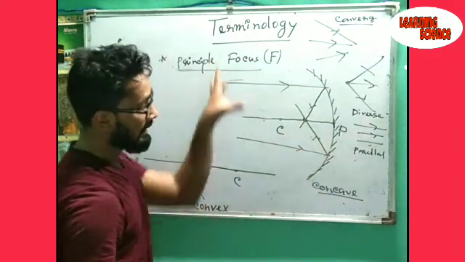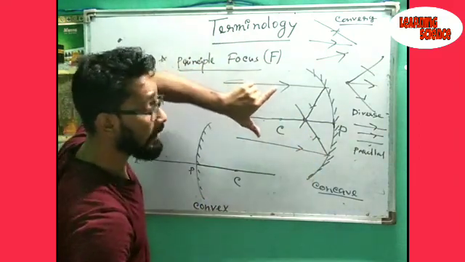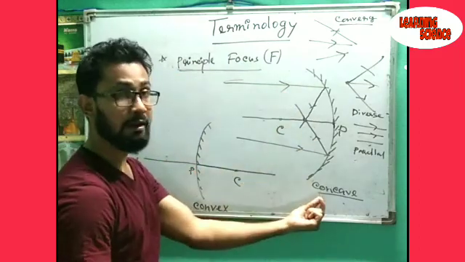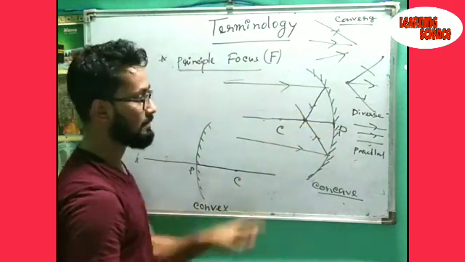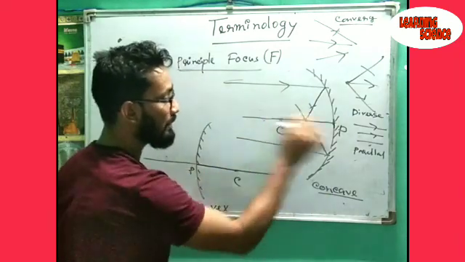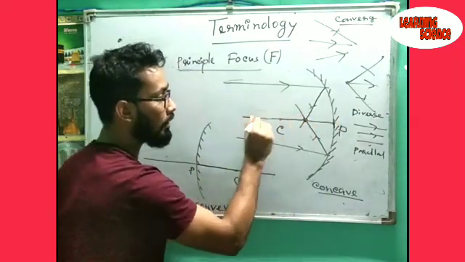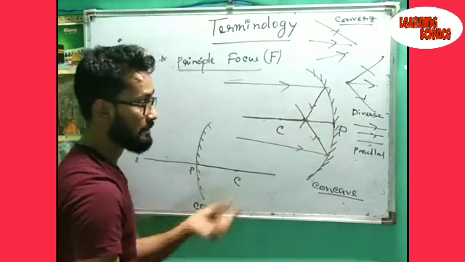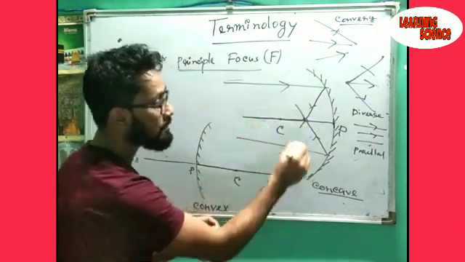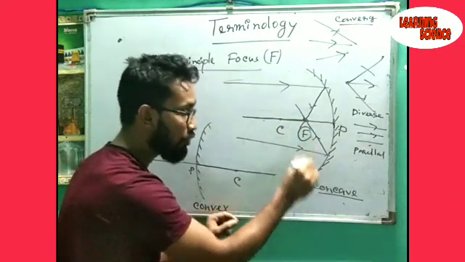After reflection, a beam of parallel rays of light falling on a concave mirror meets at a point on the principal axis. This is the point on the principal axis where they meet after reflection. This point is called the principal focus for the concave mirror.